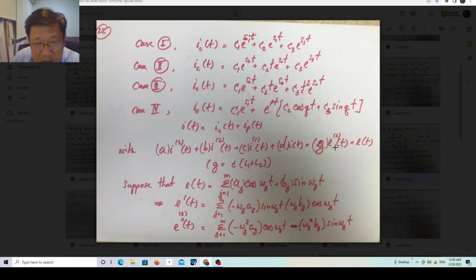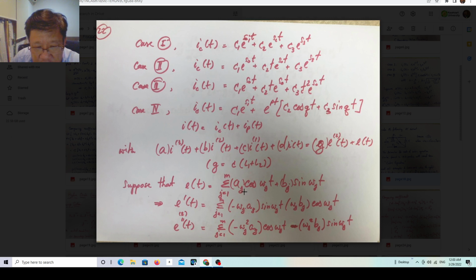But in this one, since the right hand side also contains some derivative of the input function e, corresponding to domain t, we need to rewrite this in general form first. Since e(t) here is in this form, in order to clearly illustrate what the function on the right hand side looks like, we need to find the second order derivative of e over t. So this is the first order.